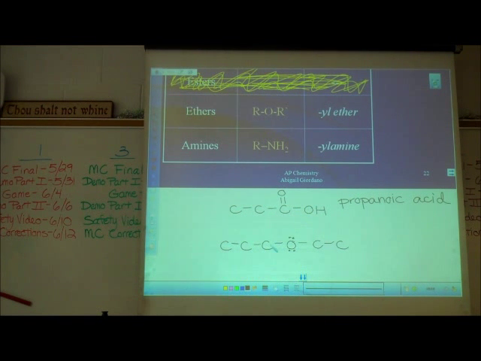Now, what I want you to do is treat these two sides like substituents. How would you name a three-carbon substituent? Propyl. How about a two-carbon substituent? Ethyl. What comes first in the alphabet, E or P? E. Ethyl, propyl, ether. Two words. Ethyl propyl ether. You just name each side. That's it.